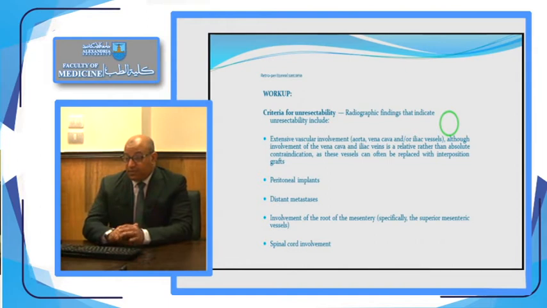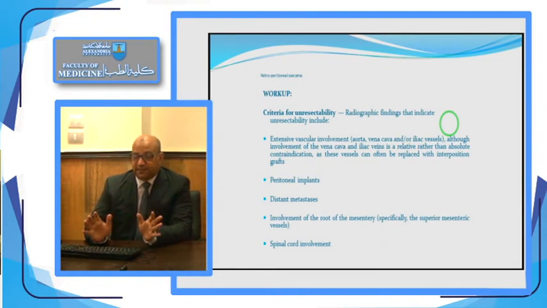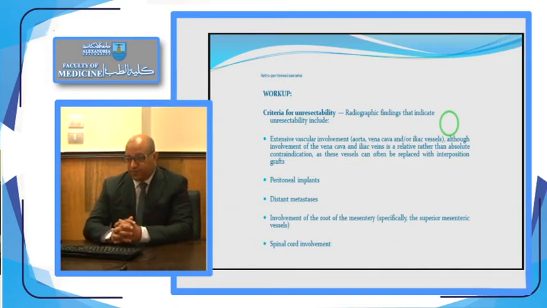By CT, we can assess the criteria of unresectability, as some tumors may be resectable by radiology, but intraoperatively will be unresectable. So we have to assess the criteria of unresectability prior to taking the decision of going to explore the patient. The first is extensive vascular involvement. Extensive vascular involvement of the major vasculature of the abdominal retroperitoneum, which is the aorta, IVC and the iliac vessels.